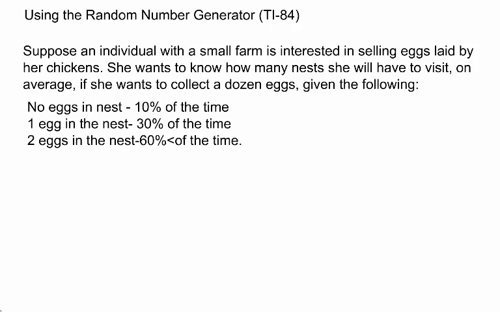We're told that there are no eggs in a nest that she checks 10% of the time. So she looks in a nest and there's a 10% chance that there won't be any eggs in it. 30% of the time she'll find one egg, and 60% of the time she's going to find two. In order to find the average number of nests that she'll need to visit, we'll run a simulation.